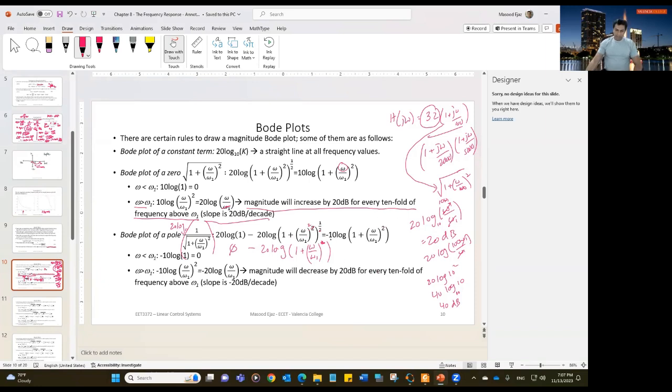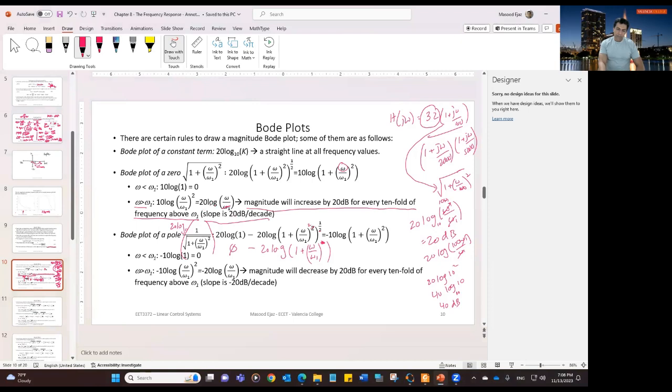And it's going to multiply by 10. That's going to be negative 20 log 1 plus omega over omega 1 for a pole. That is for the factor that is in the denominator. So it is the same as this, except you have a negative sign, which means every 10-fold of frequency, the value of this factor is going to drop by 20 decibel every 10-fold of frequency above omega 1.